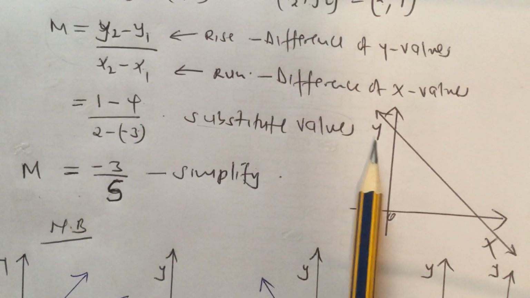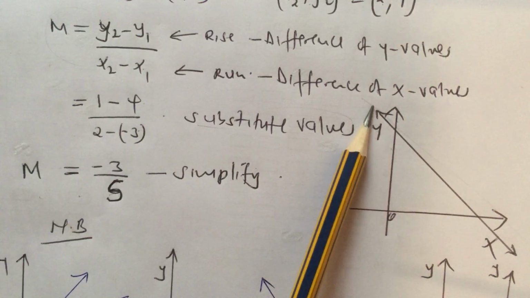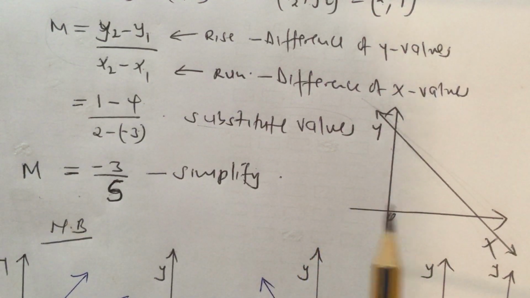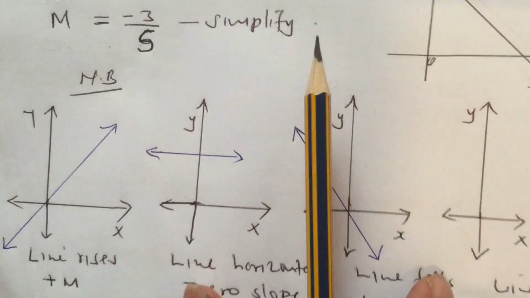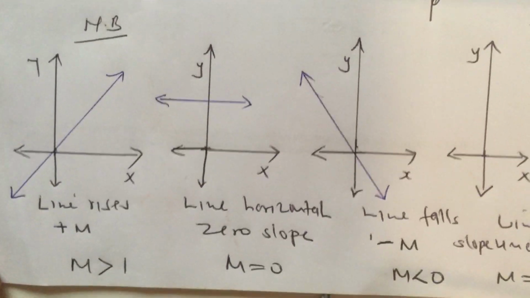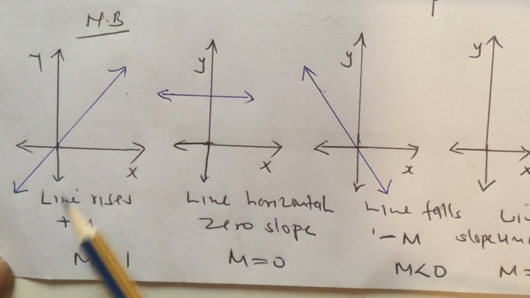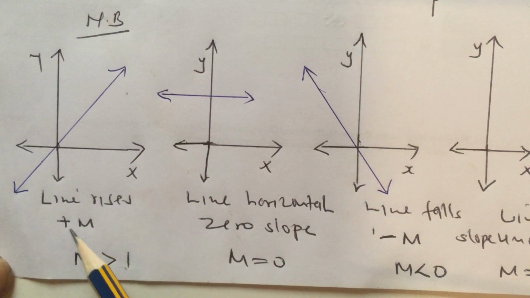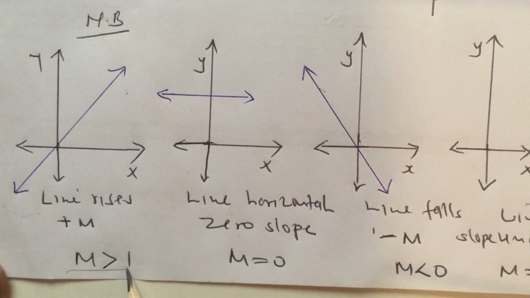Now, if I was to sketch that diagram, you can realize that the line is dropping, telling you that the line has a negative gradient. Then I've given you 2 points of note. The first one is that when the line rises from left to right, that means a positive gradient.